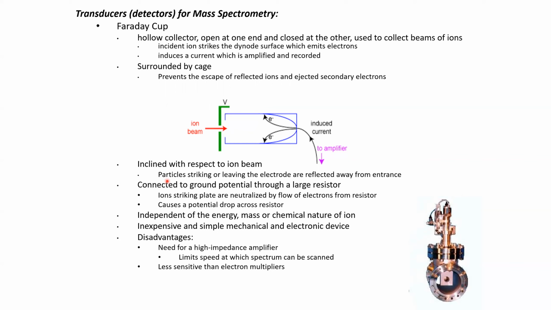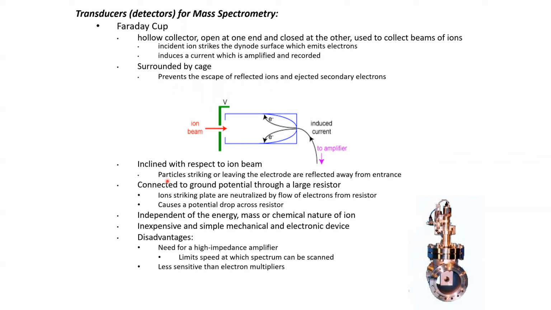It's inclined with respect to the ion beam, so particles striking or leaving the electrode are reflected away from the entrance. It's connected to the ground potential through a large resistor. Ions striking the plate are neutralized by the flow of electrons from the resistor, and this causes a potential drop across the resistor. It's independent of the energy, mass, or chemical nature of the ion.